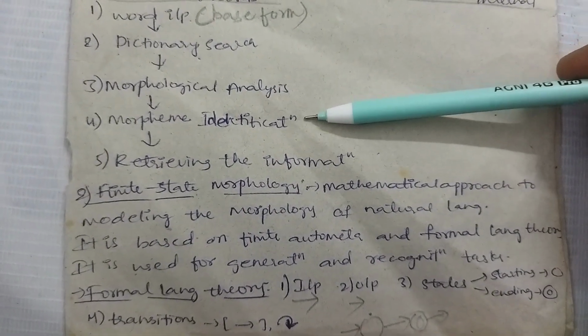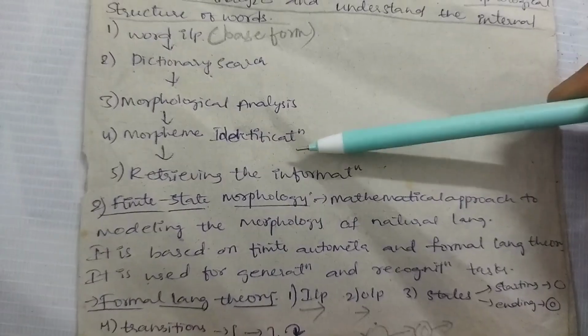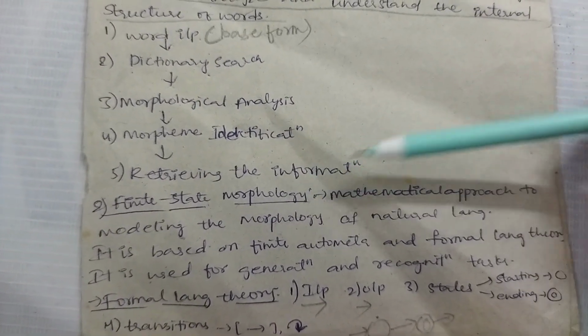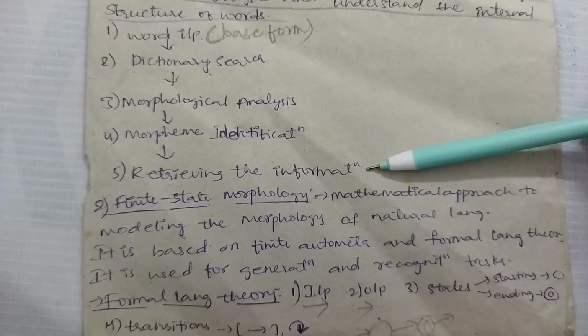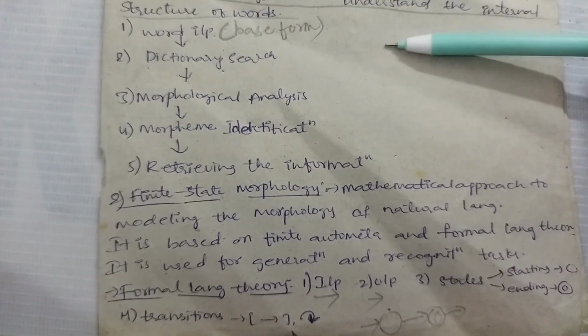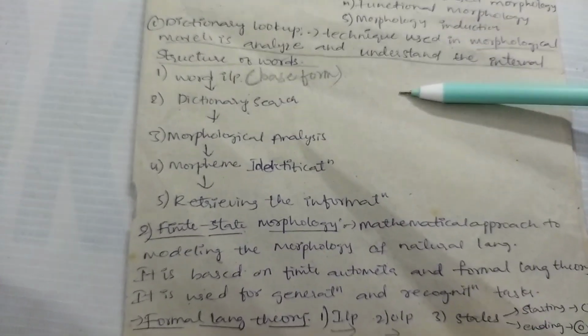Morpheme identification is the process of identifying the word in which the morpheme is present, and then retrieving or taking the information. These are the steps we use for the dictionary lookup concept.